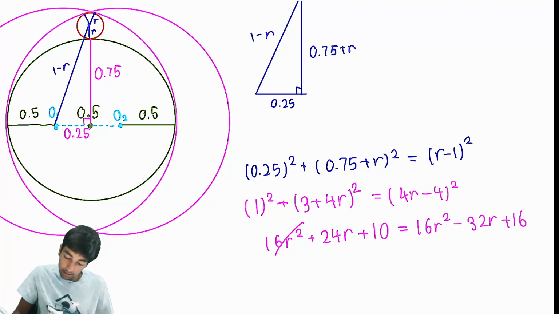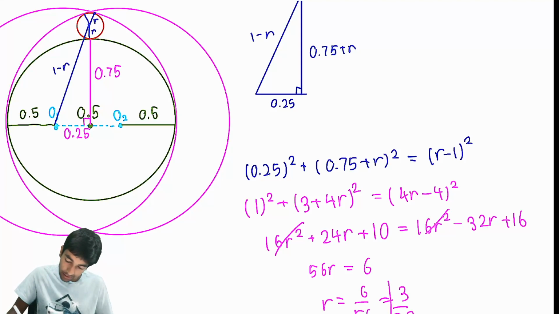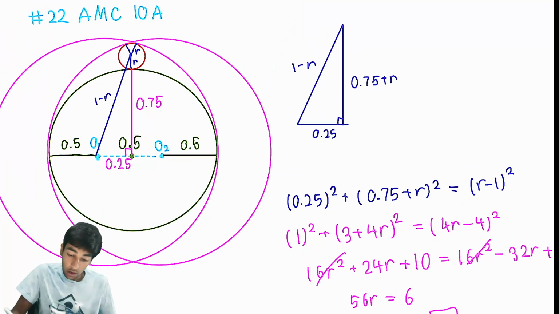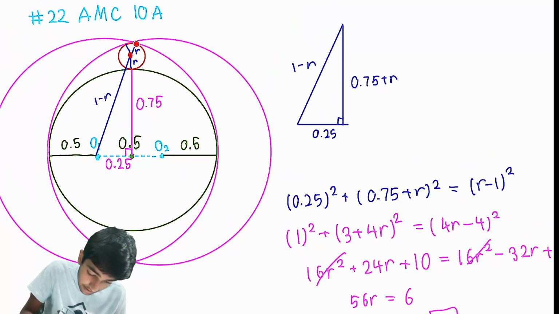So now we just subtract 16R squared from both sides. We now have 56R equals 16 minus 10, or 6, so R is 6 over 56, which is 3 over 28. And that's our answer.